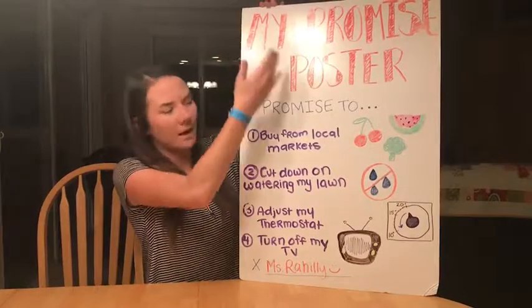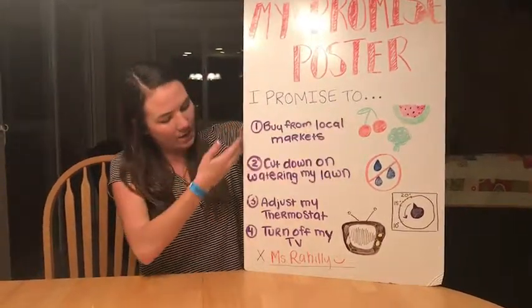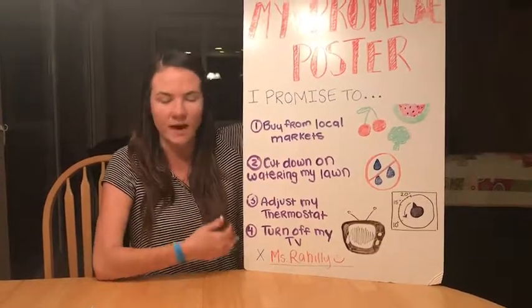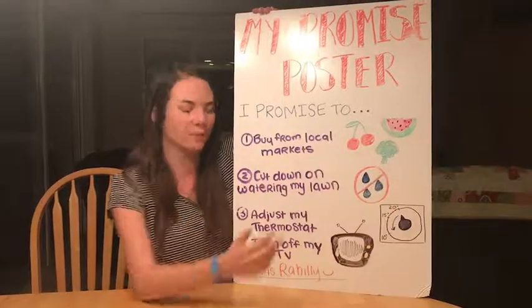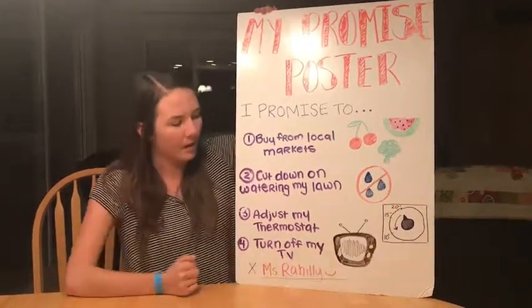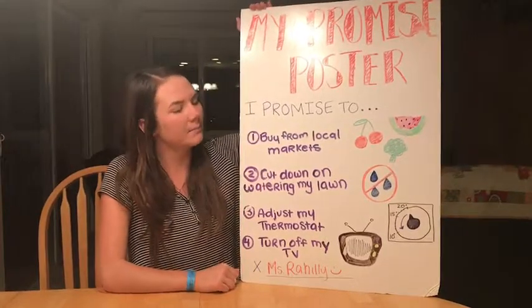It's going to have the title, My Promise Poster. You're going to write, I promise to, and you're going to write your 3 or 4 ways that you're going to help the environment, and you're going to add a diagram next to each way so you can kind of visualize it, and then you're going to sign it here on the bottom. So take about 10-15 minutes to complete this, and let me know if you have any questions.